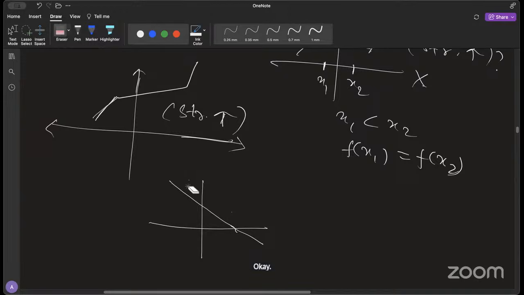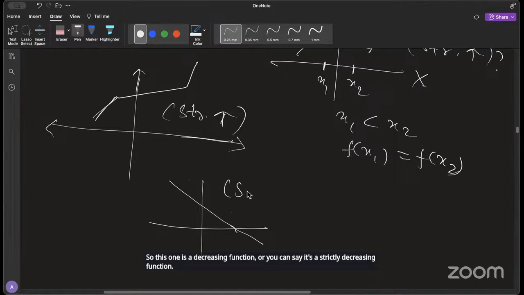Okay, ma'am. So we can't go from right to left, only from left to right? Yes, you only have to go from left to right. Okay, ma'am. So this one is a decreasing function, or you can say it's a strictly decreasing function.